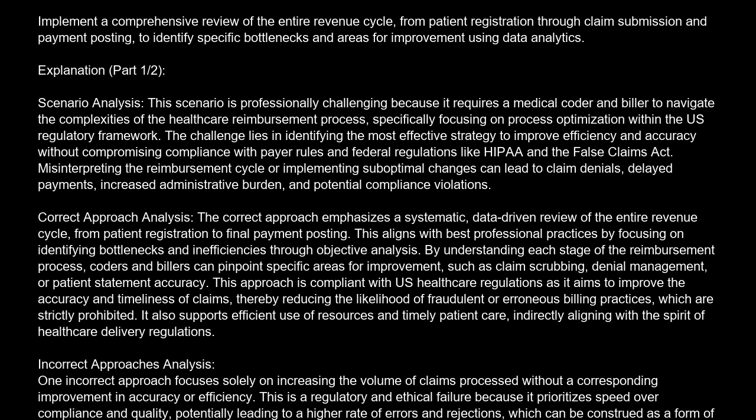Incorrect approaches analysis. One incorrect approach focuses solely on increasing the volume of claims processed without a corresponding improvement in accuracy or efficiency.